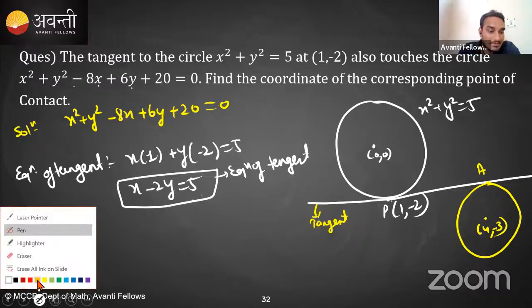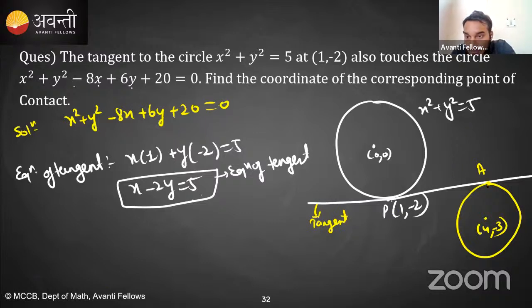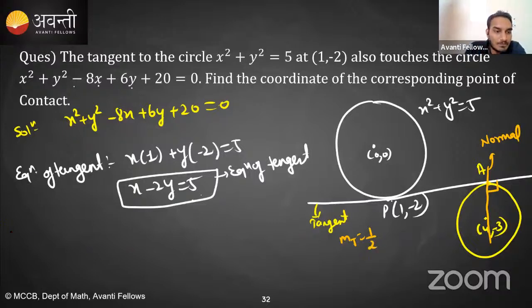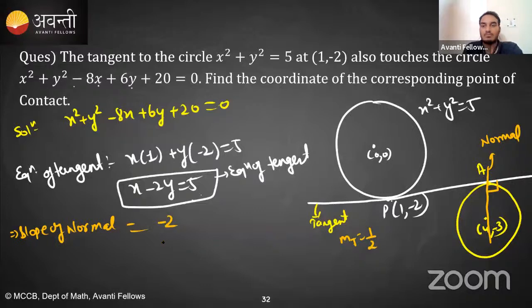One method is that clearly if I draw the normal on this circle at point A, this normal will pass through the center. Yes or no? This is the normal. What is the slope of the tangent, students? From this equation we can say that the slope of the tangent is half. So what would be the slope of the normal? The negative reciprocal of the slope of the tangent, which is minus 2.